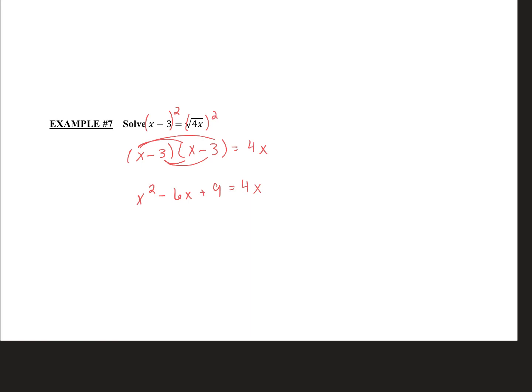All right, I'm going to move that 4x over. All right, so I'm going to subtract 4x. And I'm going to get x squared minus 10x plus 9 equals 0. All right, so this is a quadratic equation. There's a few different ways we can solve. We can solve by factoring.